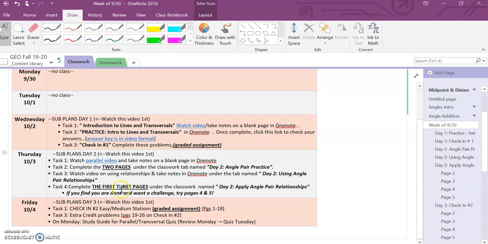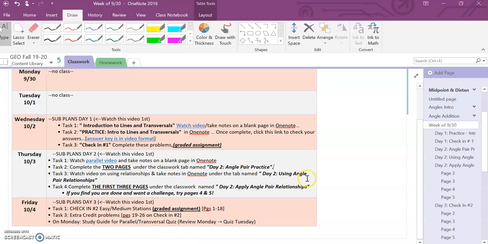Task number two, there's actually 2 pages. So if you go under day 2, angle pair practice, that's off to the right here. So angle pair practice, you're going to actually practice identifying those relationships once again and using those relationships that you learned in the first video. All right. From there, you're going to move on to task 3.